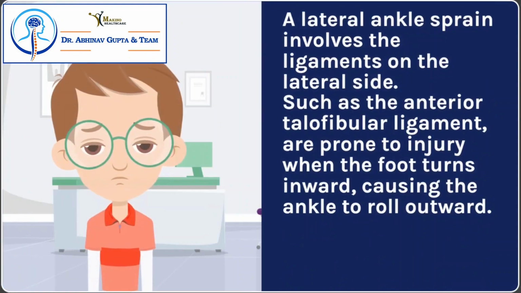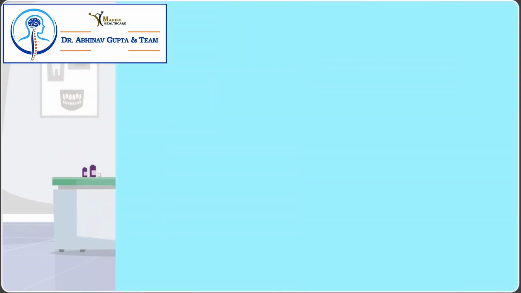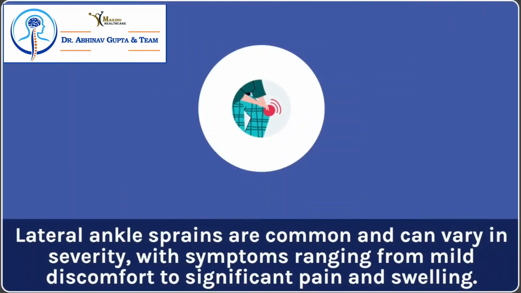A lateral ankle sprain involves the ligaments on the lateral side, such as the anterior talofibular ligament, which are prone to injury when the foot turns inward, causing the ankle to roll outward. Lateral ankle sprains are common and can vary in severity, with symptoms ranging from mild discomfort to significant pain and swelling.